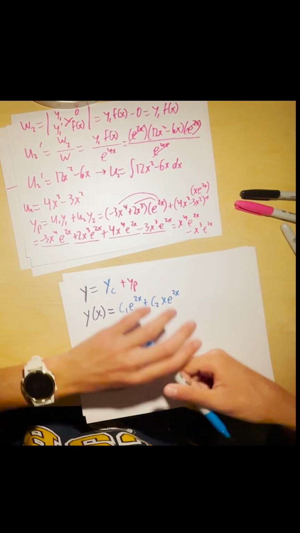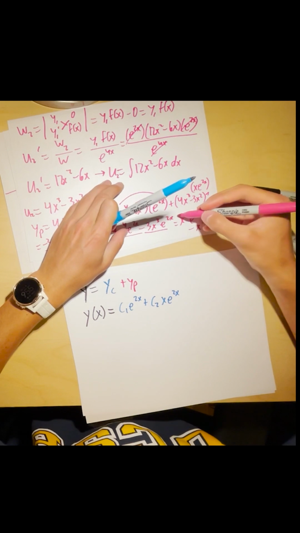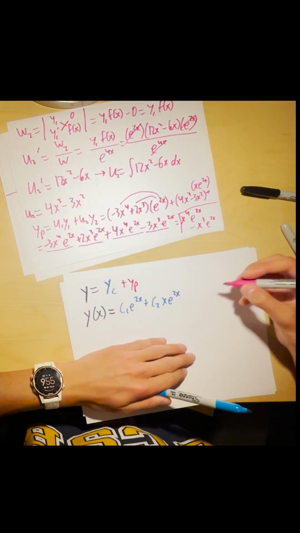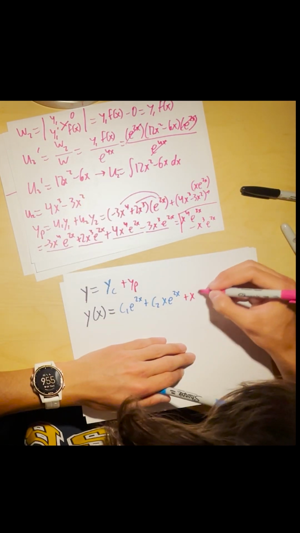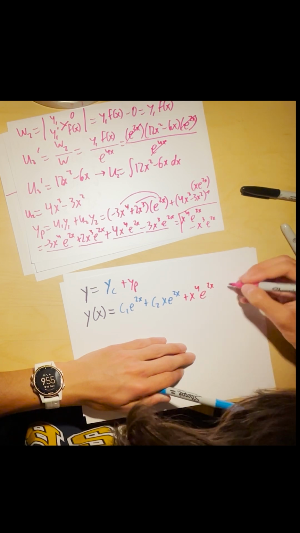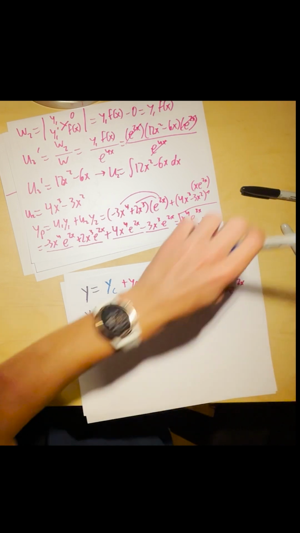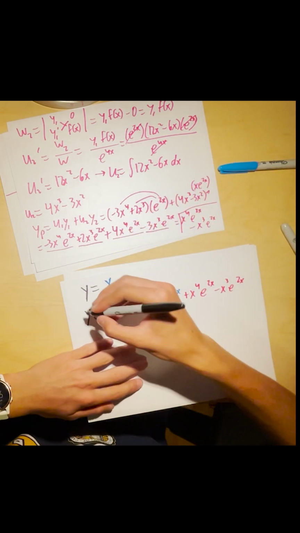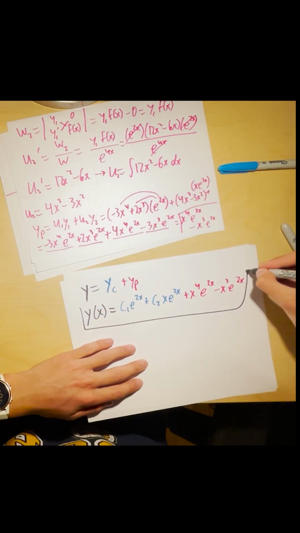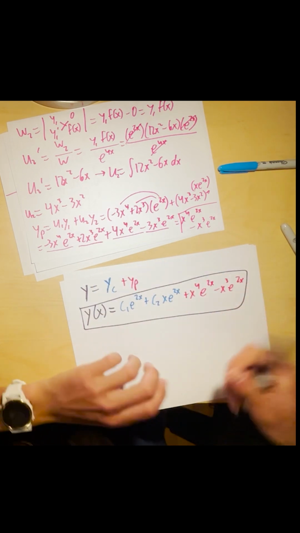Yep, we had right here, and like that. And that, so we'll add that on, plus x to the 4th e to the 2x. And now we have our solution. There we go.